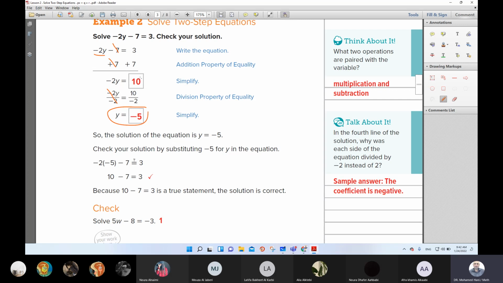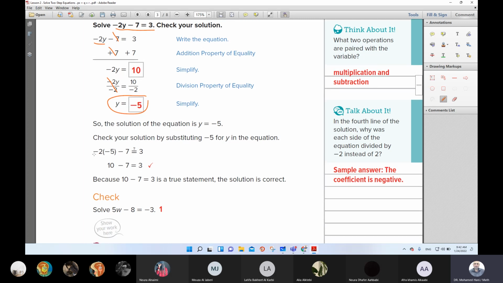Now we want to check. Go back to the same equation and put the value of y equal negative 5. Negative 2 times negative 5 minus 7, is it equal to 3? Negative 2 times negative 5 will be 10, minus 7 will be 3. So this is the correct solution.